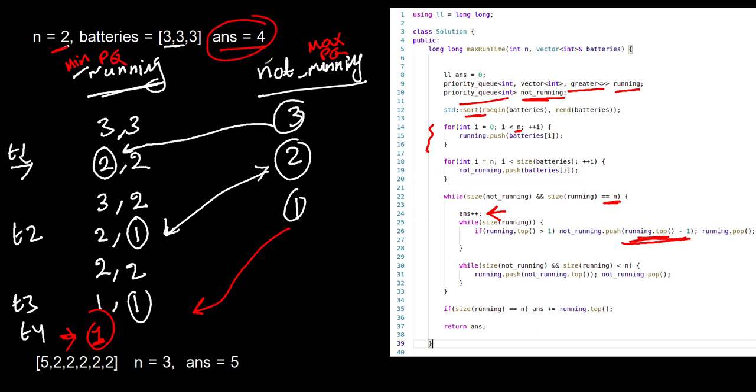Answer is 4. Notice here we almost took advantage of every minute in the batteries. So here we have 3 plus 3 plus 3 divided by the number of computers is equal to 4. There is 1, it's not used.